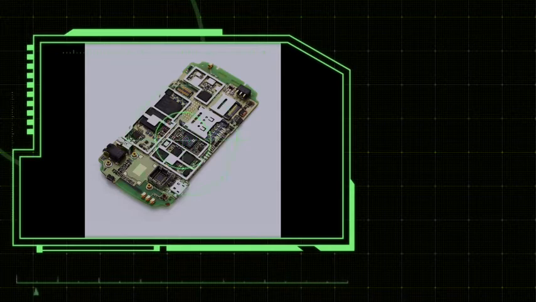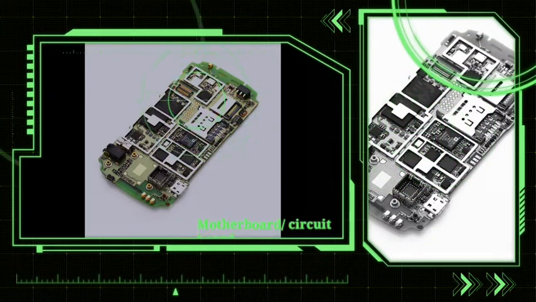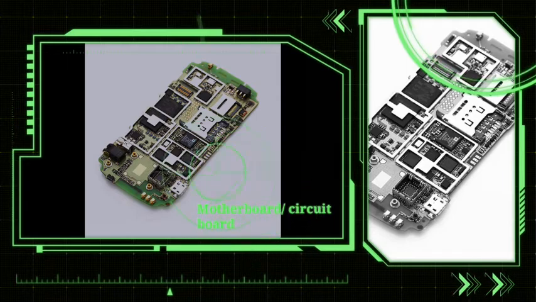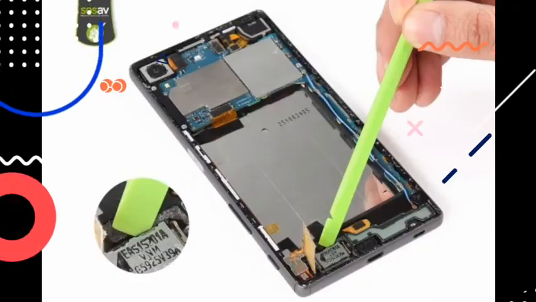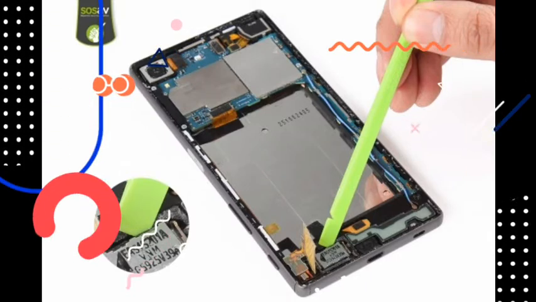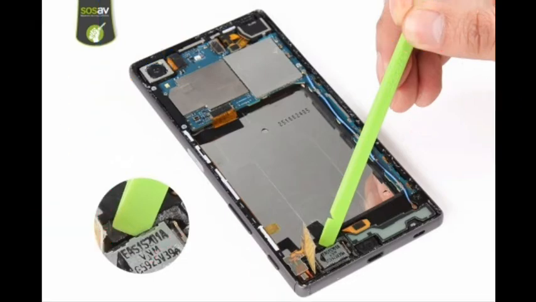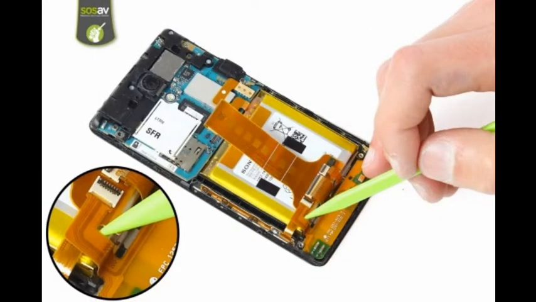Under the main parts, we have the circuit board or the motherboard. This board is divided into two parts, the network section and the power section. In the network section, we have the antenna switch, PFO, and network IC, and under the power section we have the power IC, flash IC, logic IC, audio IC, and the CPU, which is the most important part of the board.